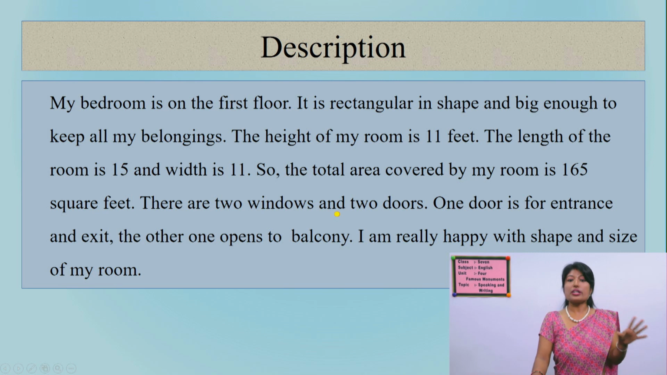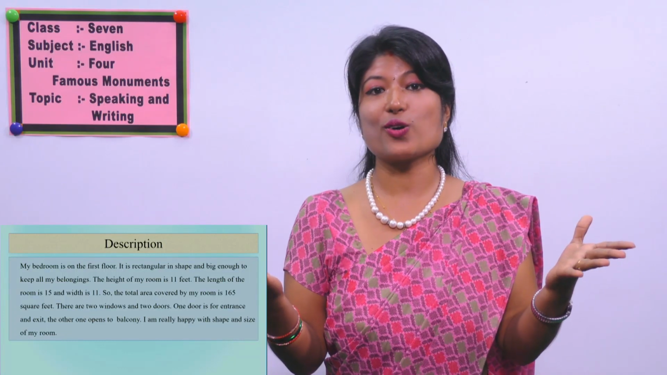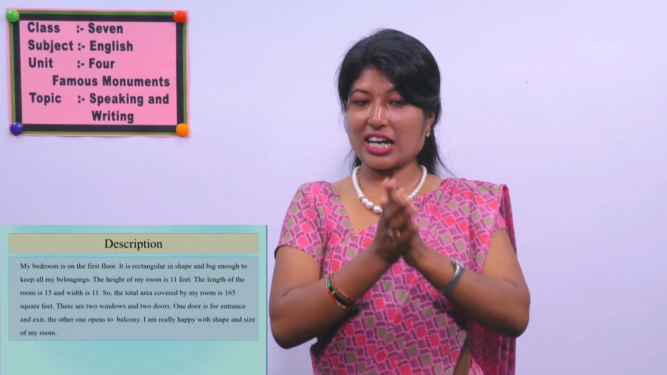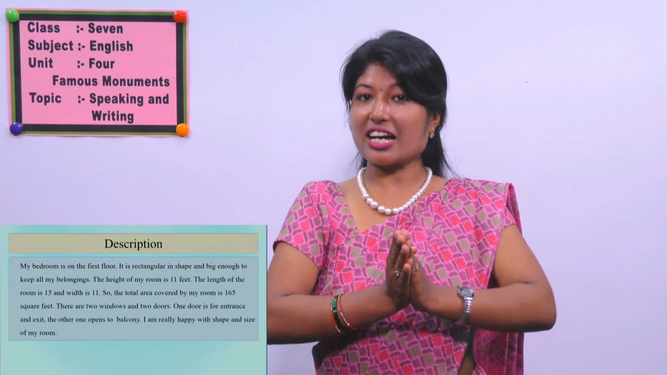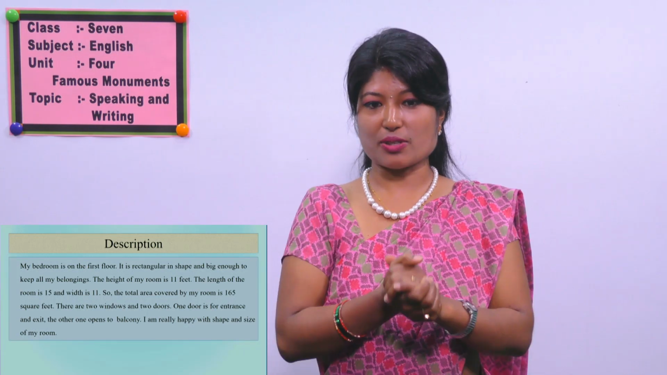There are 2 windows and 2 doors. One door is for entrance and exit. The other one opens to the balcony. I am really happy with the shape and size of my room. So this is what we're talking about, shape and size of the room. Now it's your turn to describe your own room in this way. Okay, is that fine? Now let's move.